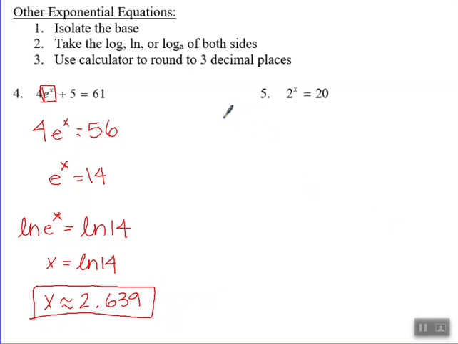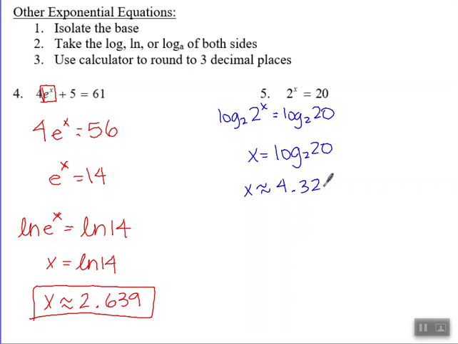If we take log base 2 of both sides, we can apply the same property that we used in problem number 4, where log base 2 of 2 to the x simplifies, and we just have x. And then if you type log base 2 of 20 in the calculator, you get 4.322.